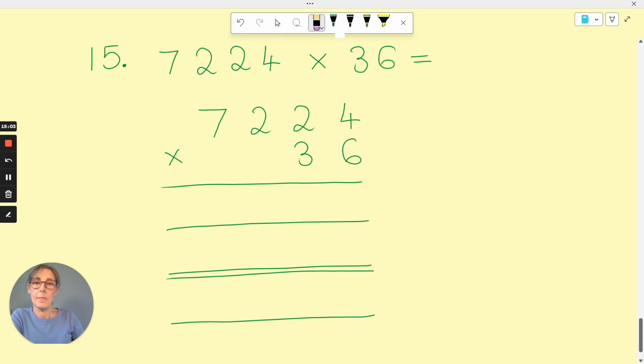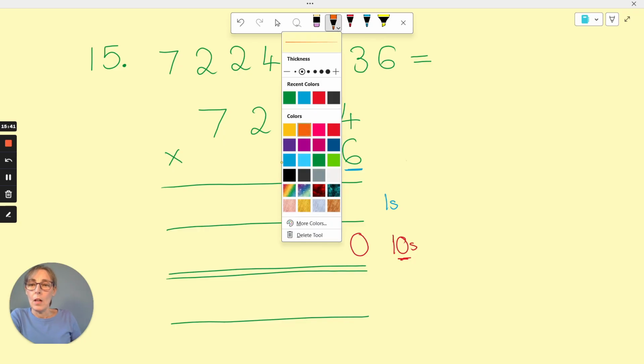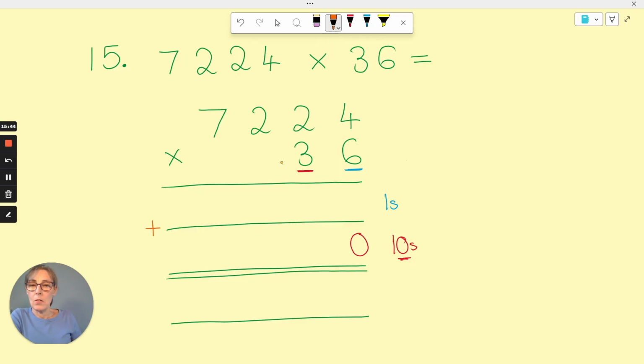Okay, pretty much there. Okay, put the ones there, and then let's have the tens. Now we have a 0, don't we? Underline the 0, put the 0 in. Okay, and then I need to remember, let's use that one. I need to remember to add them and put the answer at the bottom.